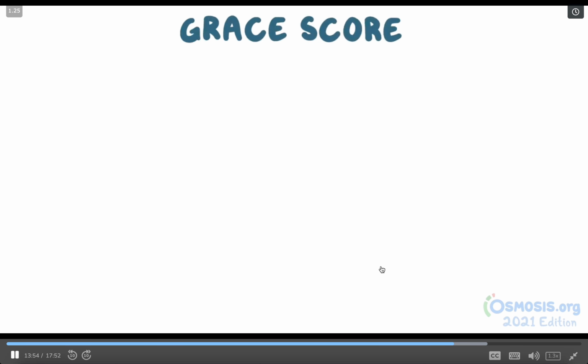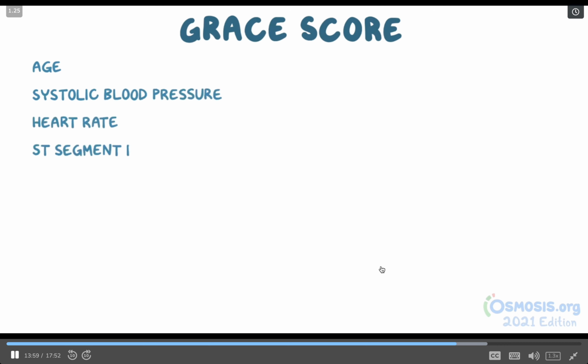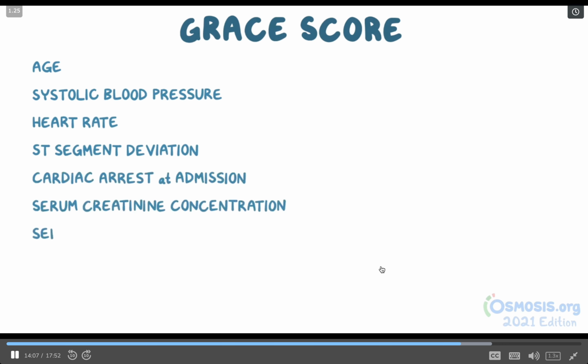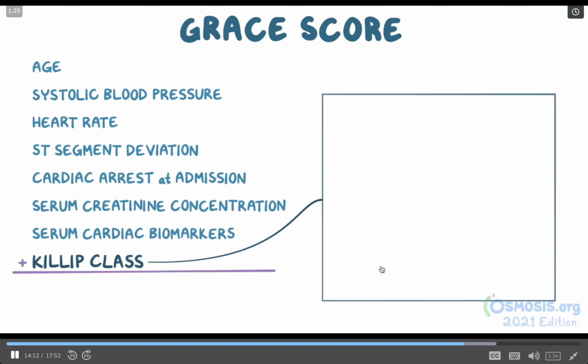The GRACE score considers 8 factors: age, systolic blood pressure, heart rate, ST segment deviation, so either elevation or depression, cardiac arrest at admission, serum creatinine concentration, serum cardiac biomarkers, and Killip class. The highest total possible score is 363.